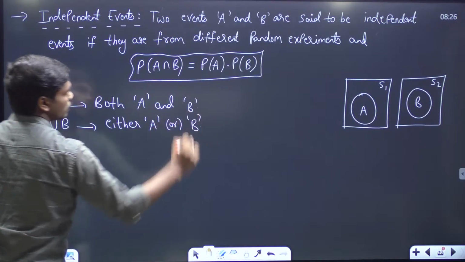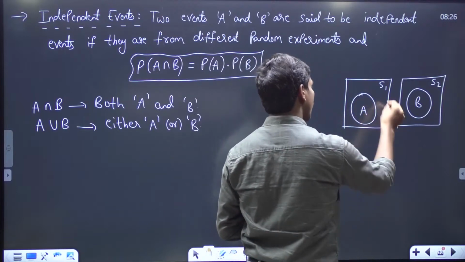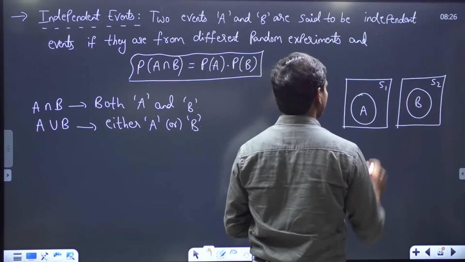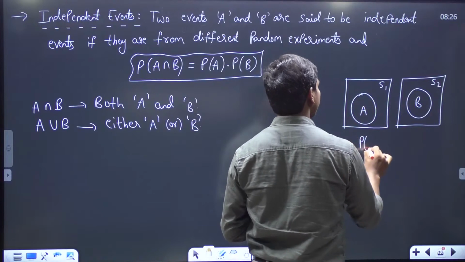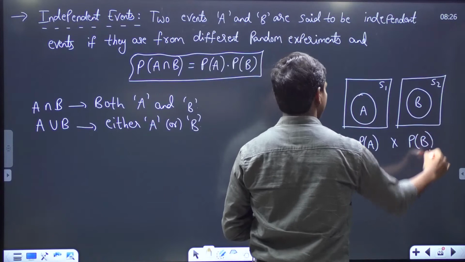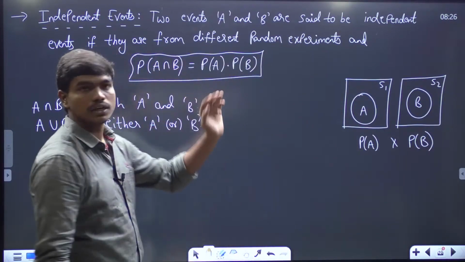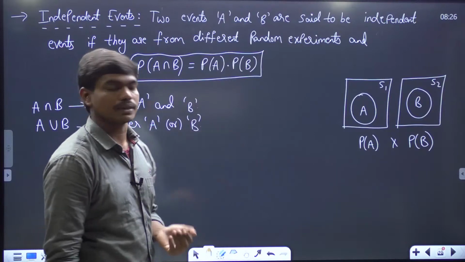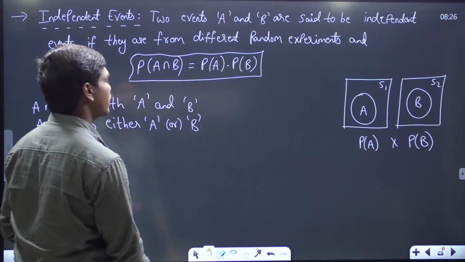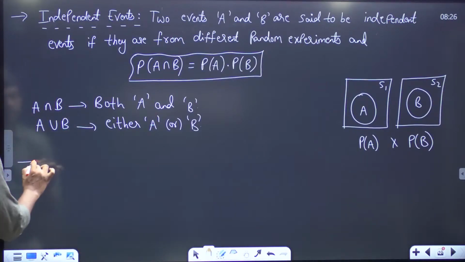Okay, so if I want to say that both these events are happening, then definitely this should happen, and also this should happen. Which means P of A and P of B. So this is P of A into P of B in case of independent events, when A and B are two events within two different random experiments. Okay, so this is P of A intersection B. And now before going for next things, I would like to tell you something.